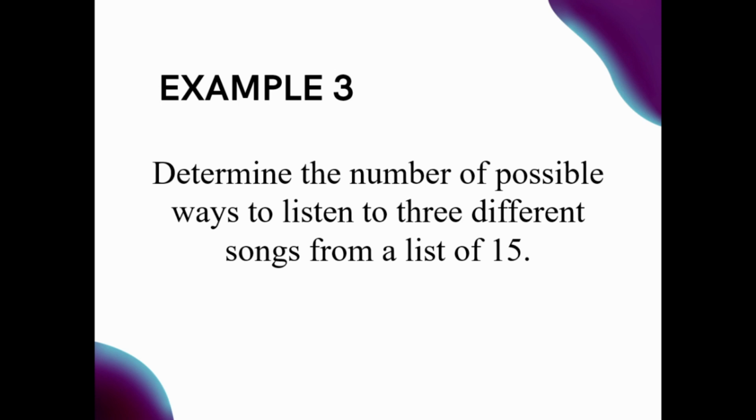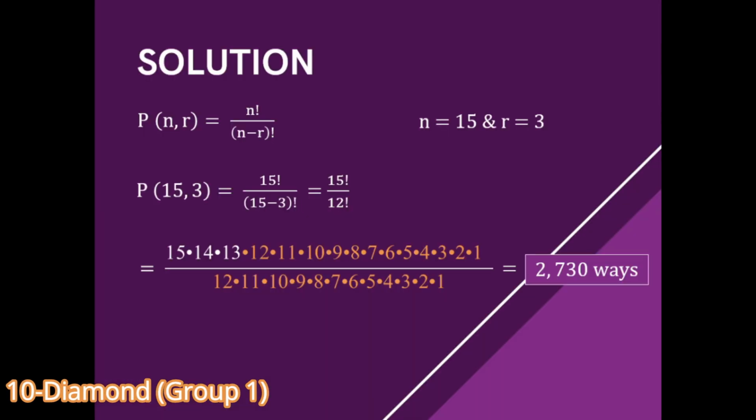For number 3, determine the number of possible ways to listen to 3 different songs from a list of 15. This is an example of permutation of n objects taken r at a time. Therefore, we will employ the formula permutation of n, r is equal to n factorial over quantity n minus r quantity factorial. In the given problem, 15 is the number of objects, so n is equal to 15, and we are taking 3 at a time, so r is equal to 3.